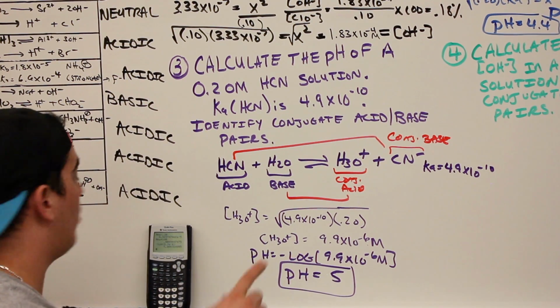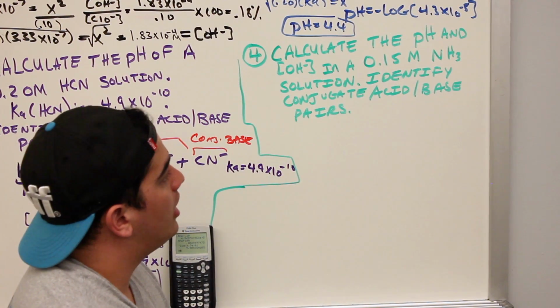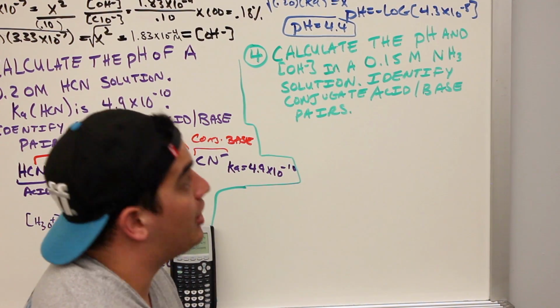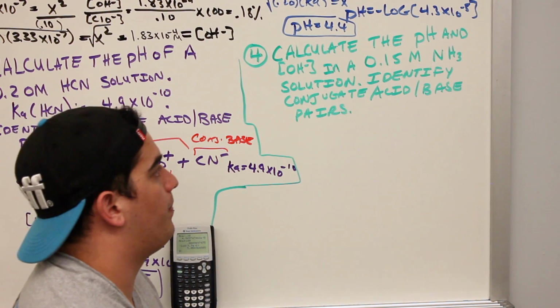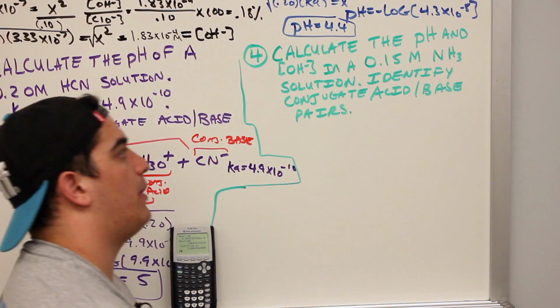Okay, cool, now let's go ahead and move on to the next one over here. All right, so let's do this last one, guys. So it says calculate the pH and hydroxide ion concentration in a 0.15 molar ammonia solution and identify conjugate acid base pairs.